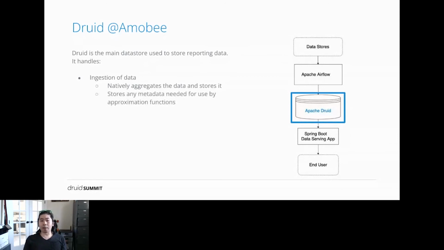It also gives us the option to say, hey, we're going to be doing some approximate calculations at query time, so please speed up this field. Like I said, we also use it to specify some transformations to the data where it makes sense, like filtering out data.